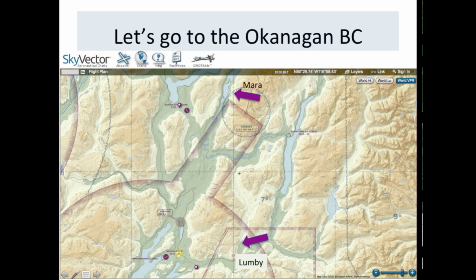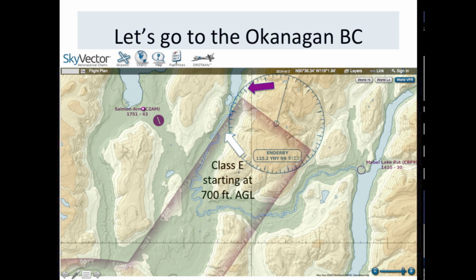Okay, so we go into SkyVector, and the first thing we notice is that leaving Mara, we're pretty much going to be immediately entering into Class E airspace. Now take a look where the white arrow is, and you can see that again, we are dealing with Class E from 700 feet off the ground upwards.